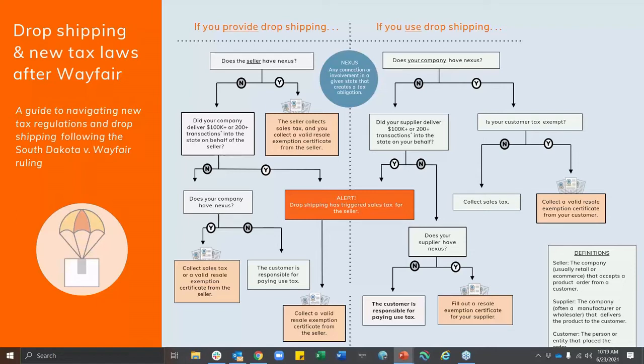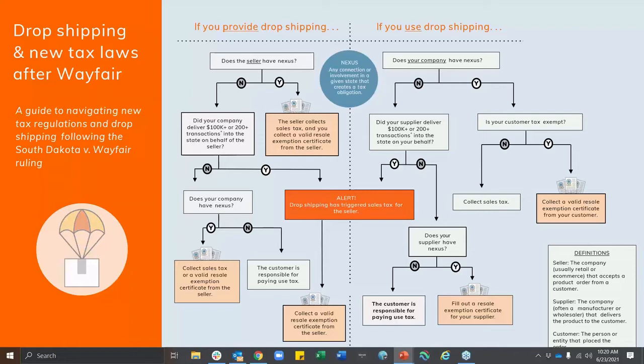We do have one that's come through the chat, Rachel. How do we know the company/seller has nexus? Good question. Here's the way that would normally happen: the seller is going to get an invoice from the shipper, and they're going to go, whoa, why are you charging me sales tax?